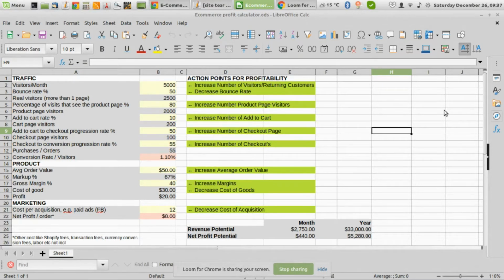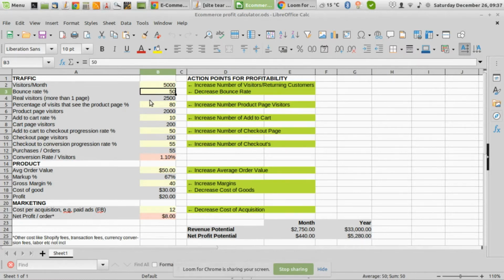So here we are on the spreadsheet where I'm going to show you the different conversion gaps that people might find on their store. Starting right here from the traffic part of this spreadsheet and basically going through the customer journey. So basically how a site visitor goes through your store. Now let's assume you have about 5,000 visitors a month.